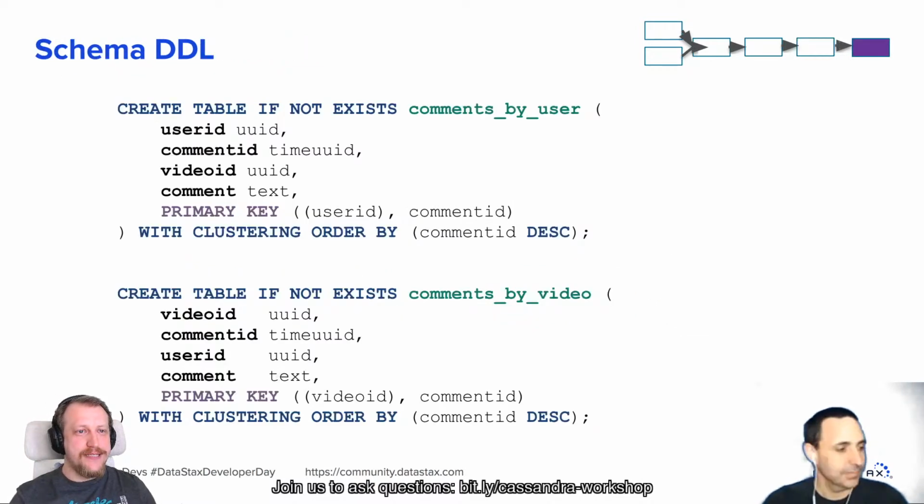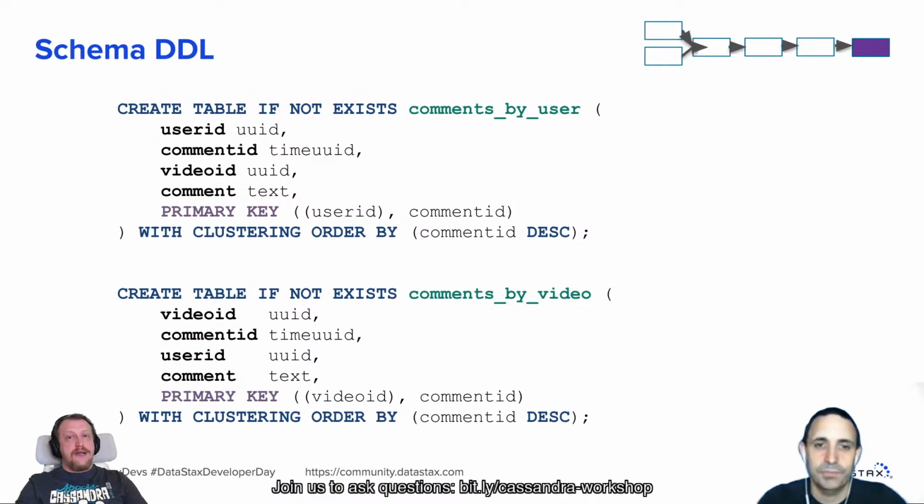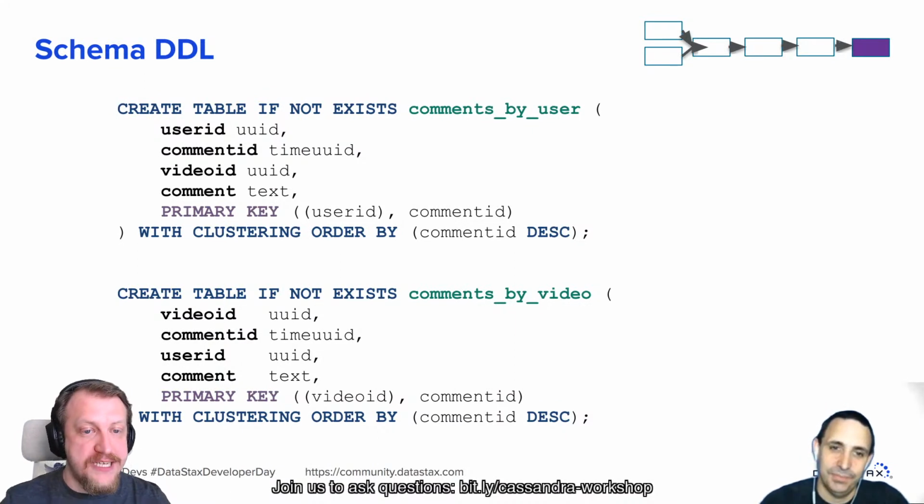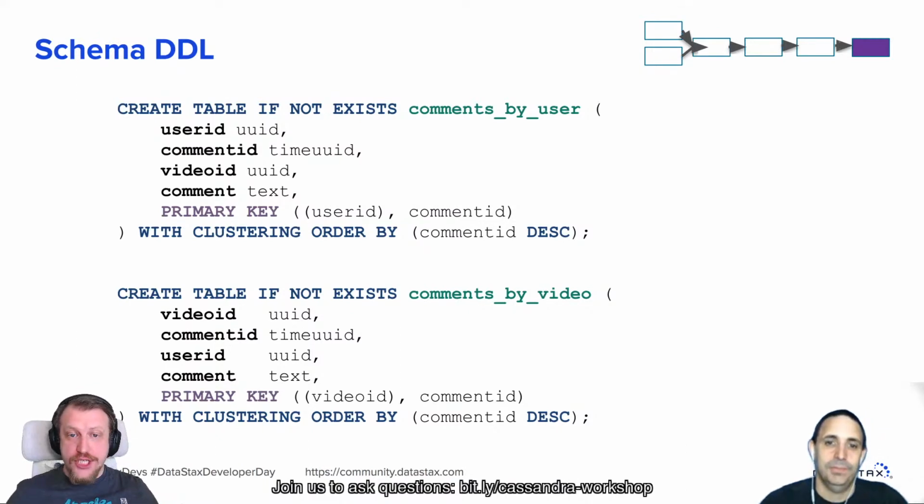Good. So when we speak about the schema definitions, we are going to create table if not exists comments by user, user ID of type UUID, comment ID time UUID, video ID, again UUID, comment text. Primary key will consist of user ID and comment ID, where user ID is the partition key and comment ID is a clustering column. And with clustering order by comment ID descending. Let me explain why. First, about clustering.